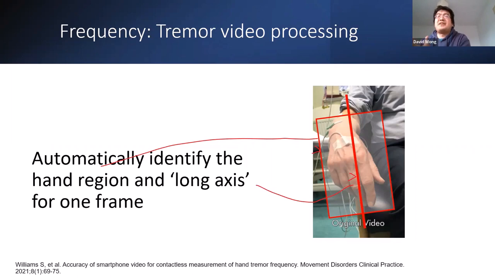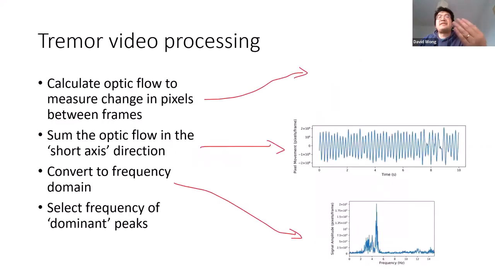So the first thing we did is we identified the hand and the direction of the wrist to fingertip. So that's the long axis. And we can do that automatically using an object detection neural network, or else by looking at adjacent frames in a video and looking at the movement between two frames. Having extracted that region of interest, we then further process the video by calculating the optic flow. So the optic flow is the distribution of the apparent velocities of objects in an image. So the idea is that frame to frame, it's showing you the movement between frames.